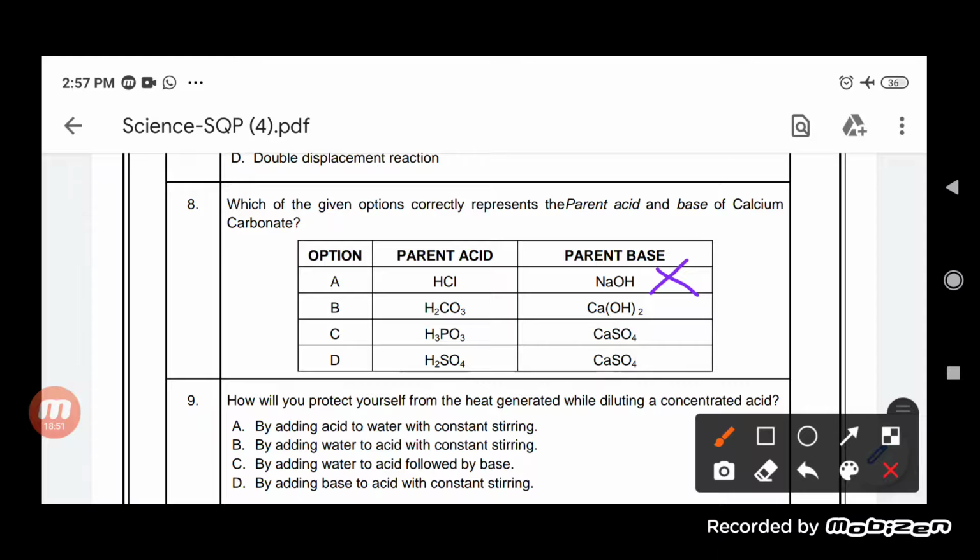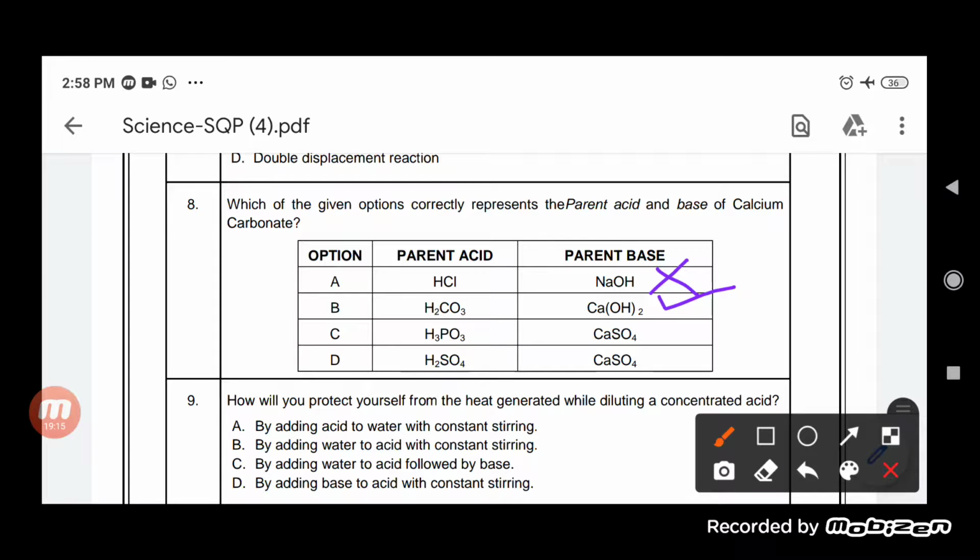Next one is H2CO3, which is carbonic acid. When this carbonic acid reacts with calcium hydroxide, then yes, there is a formation of calcium carbonate and water will be released. So the second is the correct option, students. It is the parent acid and base of calcium carbonate.